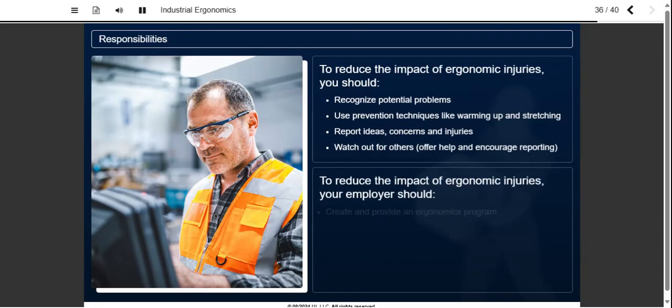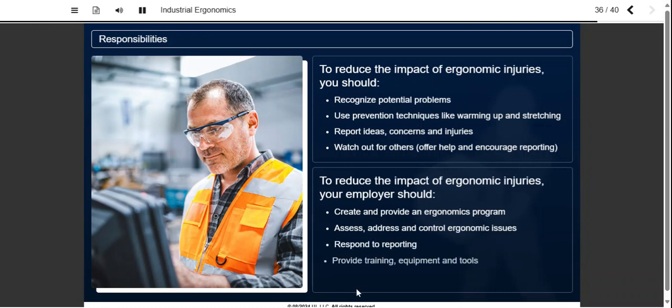Your employer should create and provide an ergonomics program. Assess, address, and control ergonomic issues. Respond to your reports. Provide you with training, equipment, and tools for ergonomics, and implement healthcare procedures.